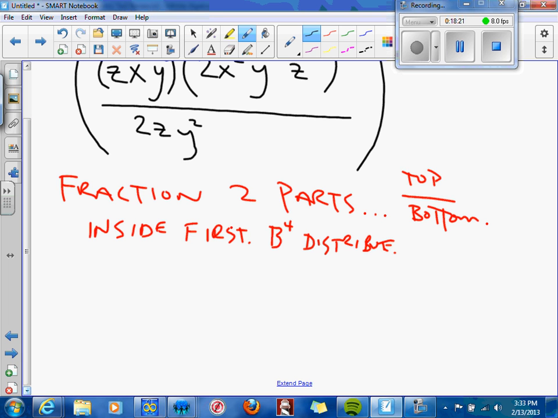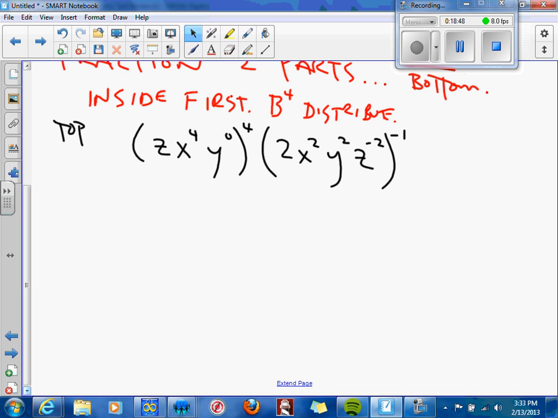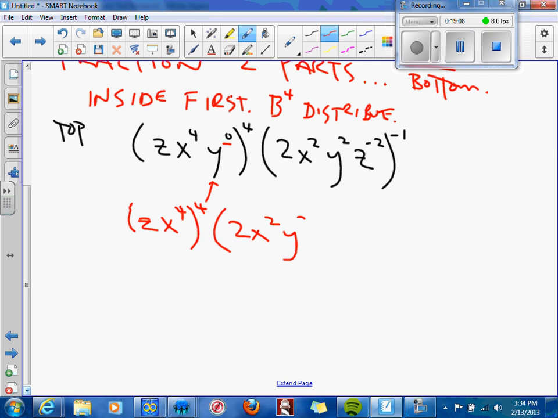Okay, the top. Can you read the top back to me again? x to the fourth power, y to the 0 power, to the power 4, open parentheses, 2x squared, y squared, z to the negative 2, close parentheses, to the negative 1. Alright, so here's the top. Anything to the power of 0 is 1. Okay? So I'm going to rewrite this as x to the fourth. There's nothing to be done inside here. There's nothing to be done inside here either. x squared y squared z.